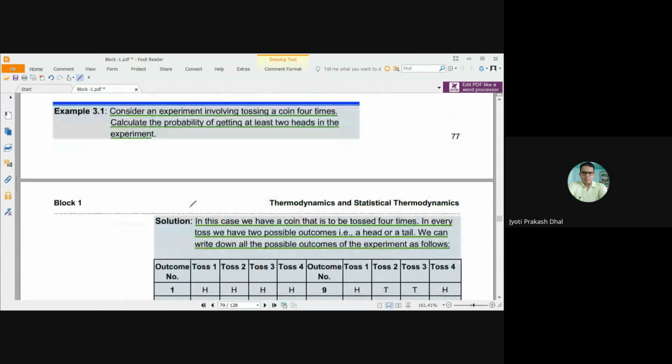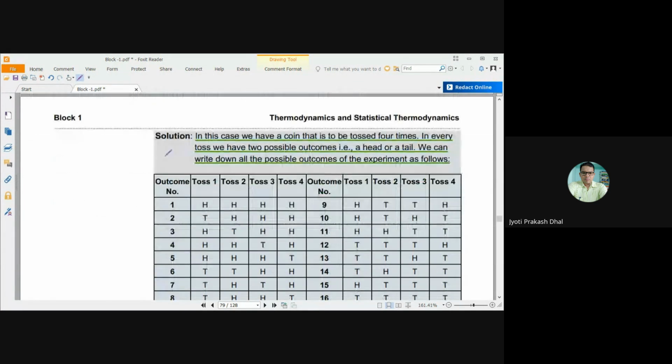So here we will consider one example. Consider an experiment involving tossing of a coin 4 times. So that means you have to toss the coin 4 times and calculate the probability of getting 2 heads in the experiment. So here you have to calculate the probability for getting 2 heads.